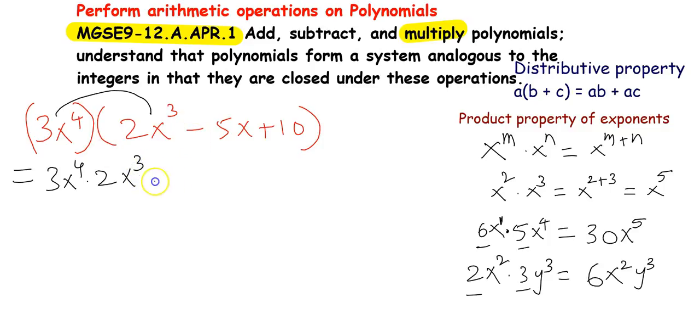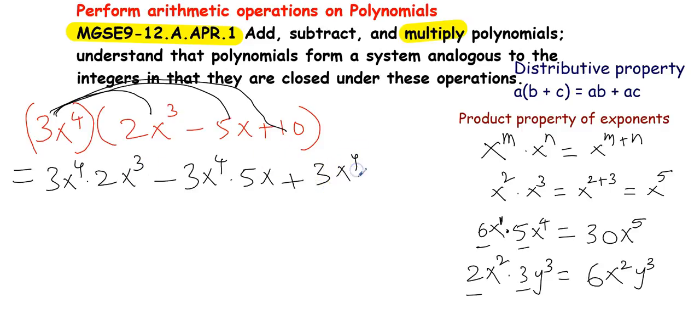Now minus, because 3x to the 4th is a positive times negative, it's negative only. Do this: 3x to the 4th times 5x. Then lastly, plus, because plus times plus is positive only, 3x to the 4th power times 10.